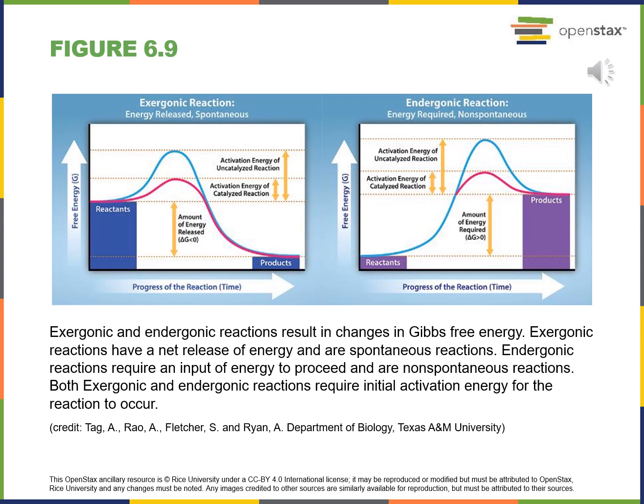Figure 6.9. Exergonic and endergonic reactions result in changes in Gibbs free energy. Exergonic reactions have a net release of energy and are spontaneous reactions. Endergonic reactions require an input of energy to proceed and are non-spontaneous reactions. Both exergonic and endergonic reactions require initial activation energy for the reaction to occur.